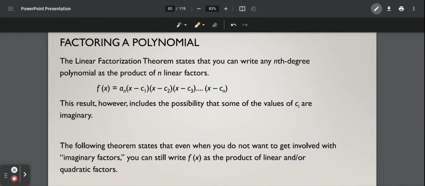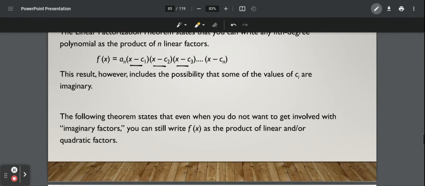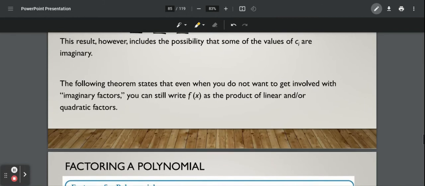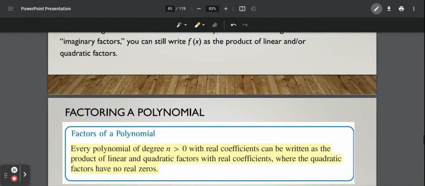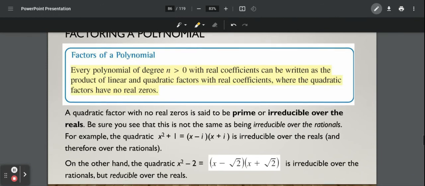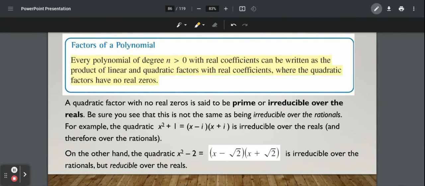Now when you have to factor a polynomial, remember the linear factorization theorem says that you can write a polynomial as the product of linear factors. But that means some of those factors could have imaginary zeros, or what would be called an imaginary factor. Every polynomial of degree n greater than 0 with real coefficients can be written as a product of linear and quadratic factors with real coefficients, where the quadratic factors have no real solutions. So if you need all real coefficients, you may still have some quadratics left.